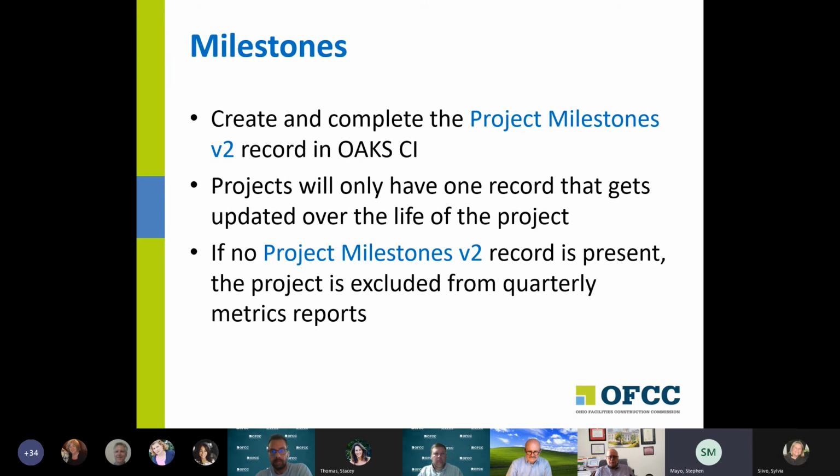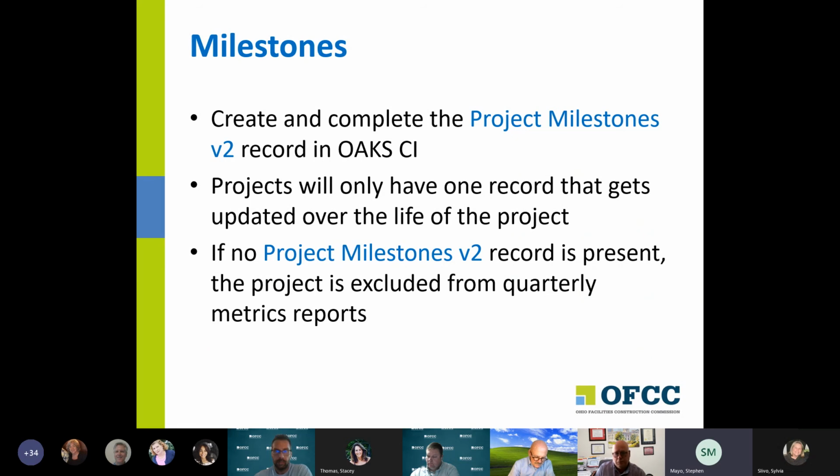We talked about three of the things that need set up at the very beginning of the project, basically, before you start going out and hiring people, hiring architects. The fourth one is milestones. We just want you to create and complete the project milestones version 2 record. Projects should only have one project milestones version 2 record.